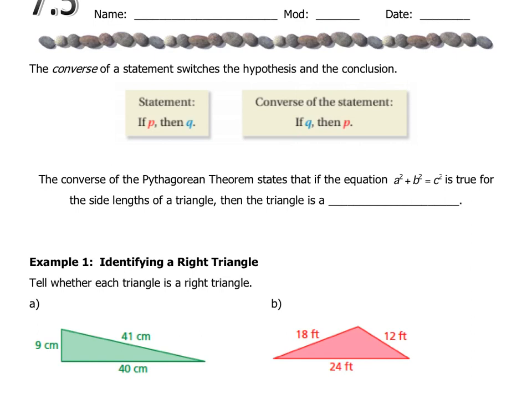So the converse, or the switch, of the Pythagorean theorem says that if the equation a squared plus b squared equals c squared works, then it is a right triangle. And you might think that sounds exactly like the Pythagorean theorem, but when we did our Pythagorean theorem lesson, we said if we have a right triangle, then we can use this formula. And now we're saying if we use the formula, then we have a right triangle. So very similar, but also just a slight bit different.